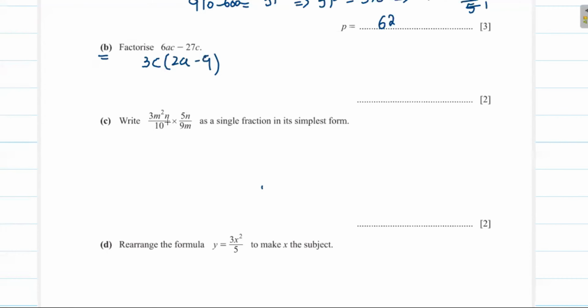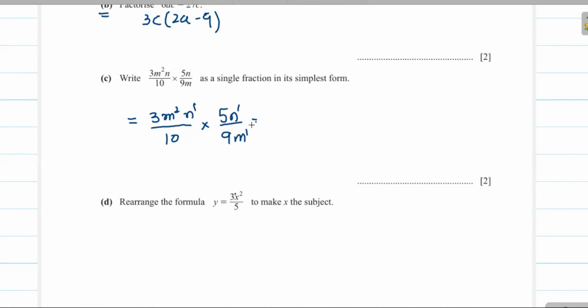Next, write 3m square n over 10 multiplied by 5n over 9m. Now we write the expression: 3m square n over 10 multiplied by 5n over 9m. Now we can write it as 5 multiplied by 3 is 15, 10 times 9 is 90. Now the m's power is 2, and you see here the power in the denominator is m power 1.